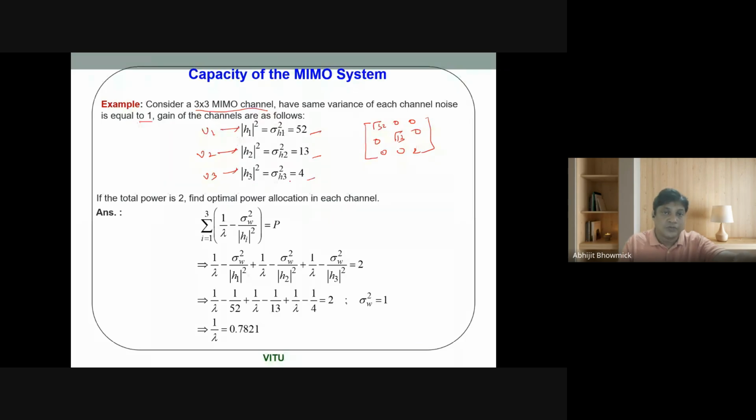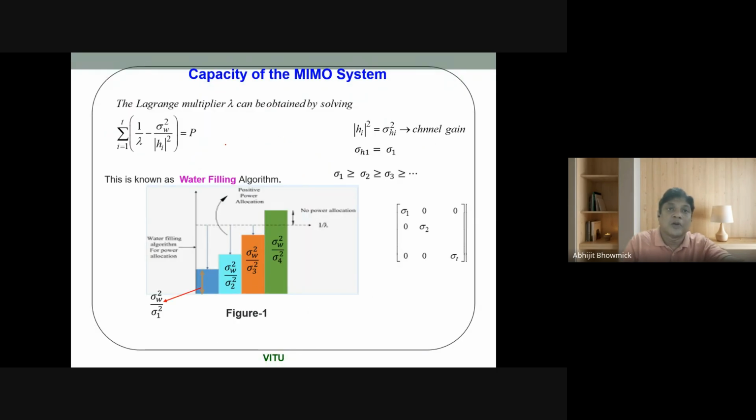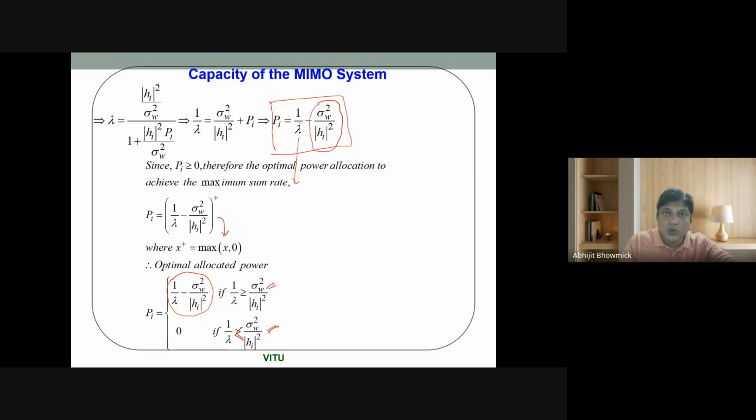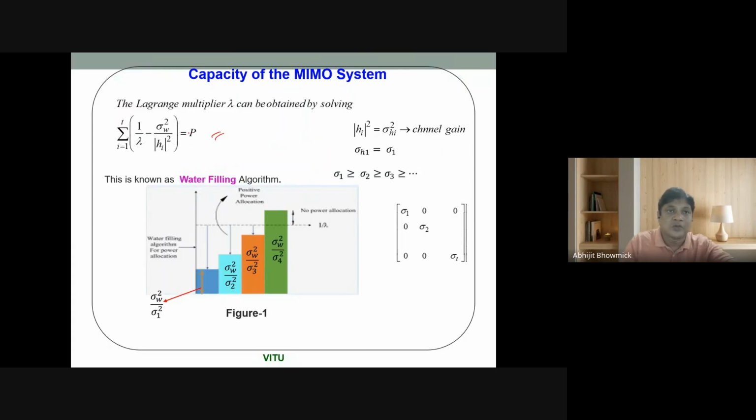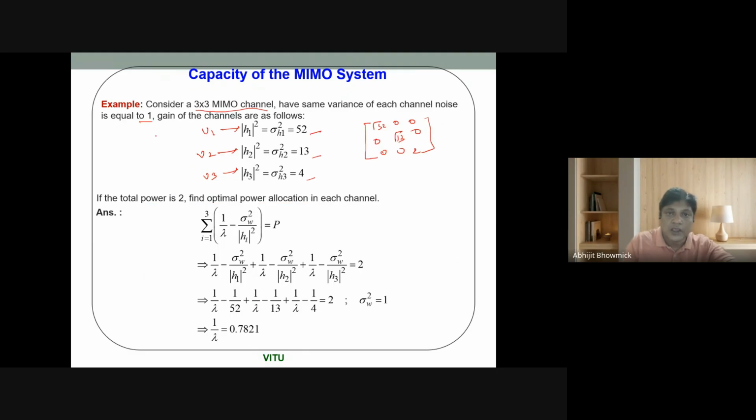How can we do that? I've taken these formulations. The total power is already mentioned. This Pi is equal to 1 by lambda minus sigma w square by mod h square. This is the power allocation. So if there are 3 users, the sum of Pi for i equal to 1 to 3 should be less than or equal to PT, as I already mentioned. The power constraint should be maintained. Keeping this in mind, I can formulate the expression. This equation, total power is P. So I can write the sum over 1 to 3 is equal to P.